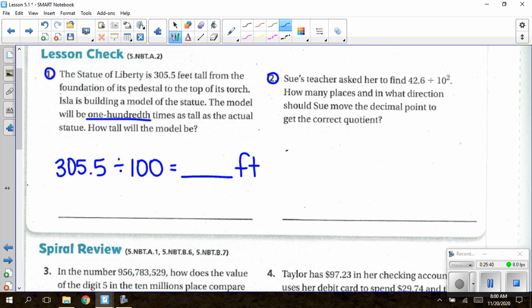For question number 2, Sue's teacher asked her to find 42 and 6/10 divided by 10 to the second power. How many places and in which direction should Sue move the decimal point to get the correct quotient? So I know that I'm going to have to fill in the blank number of places. So how many swoops to the, and then in which direction will she have to swoop? So again, the first blank is how many swoops you have to do, and the second blank is the direction in which the swoops have to be going.